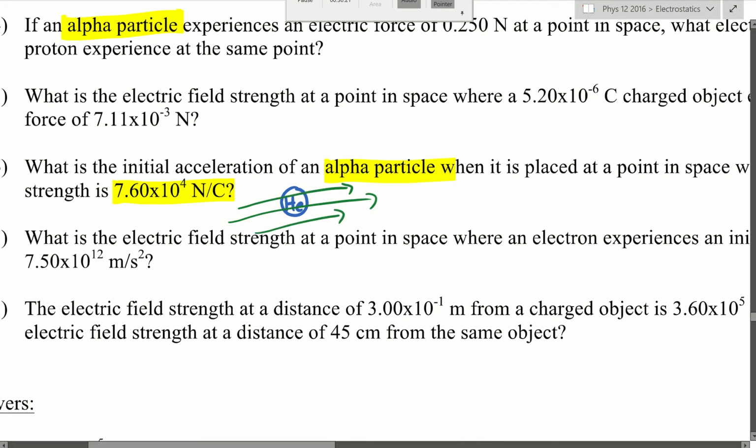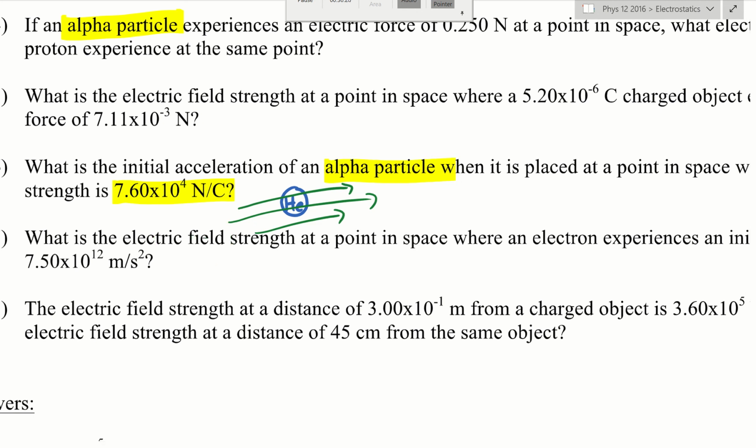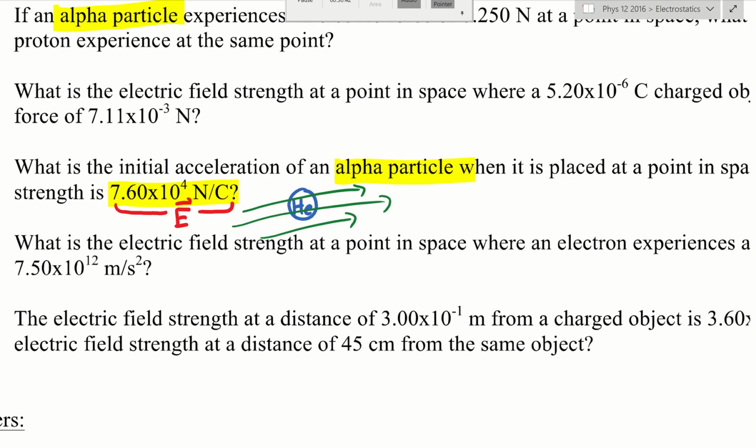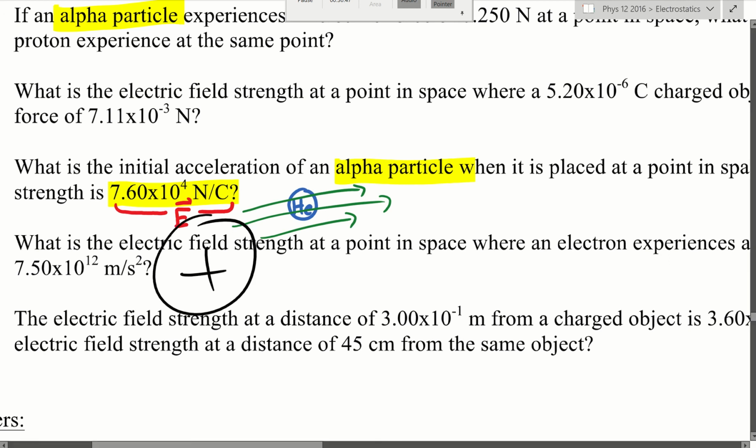I don't know where that electric field will come from. Maybe there's a giant positive charge somewhere here giving its electric field, but we don't need to know. We just need to know that it's experiencing an electric field from someone else. This electric field is this number right here. The giant positive charge is repelling this helium, which is also positive, so it's going to the right-hand side, for example.